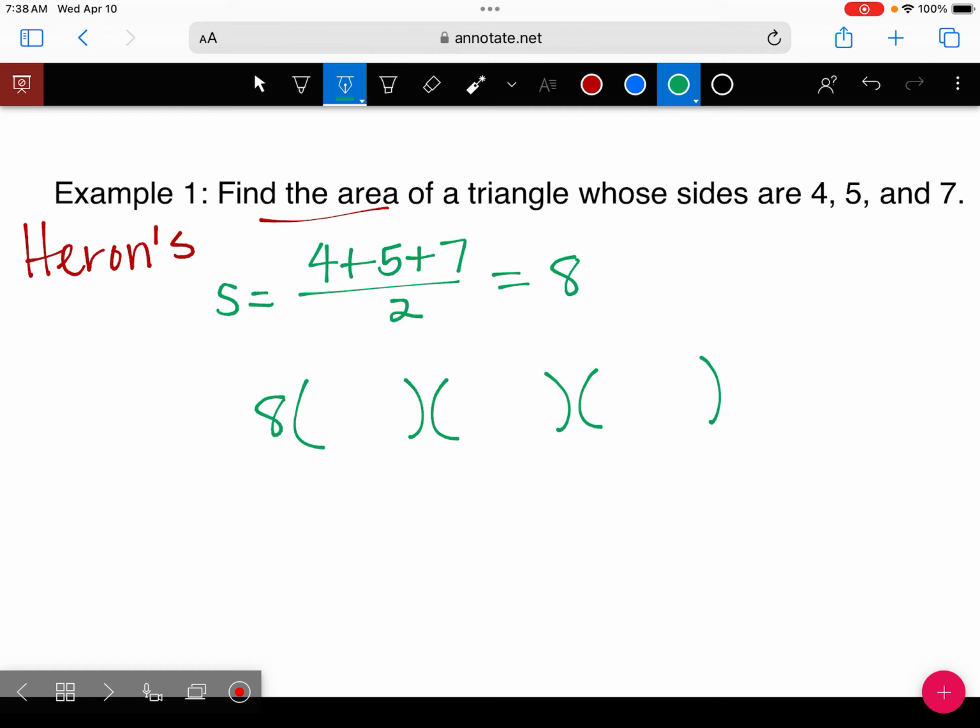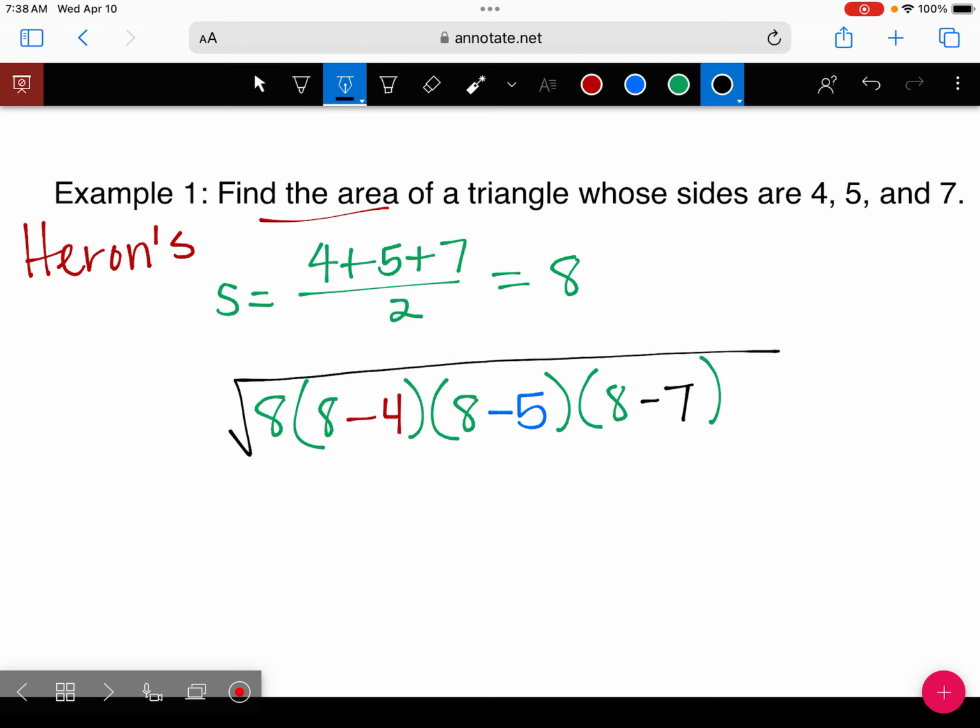And then take that 8 and use that 8. I'll put it in all my parentheses. I'm going to subtract each side. So I'm going to subtract the first side, the second side, and the third side. And when you type this in, you're going to type this all in under your square root. And that's the area of that triangle.